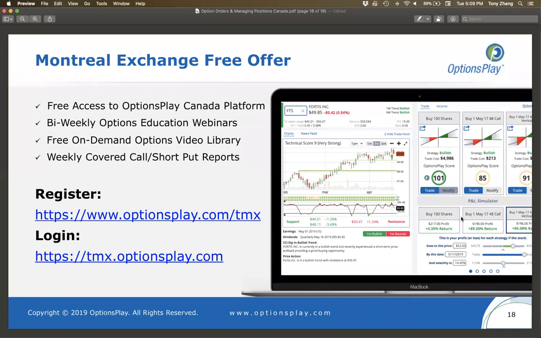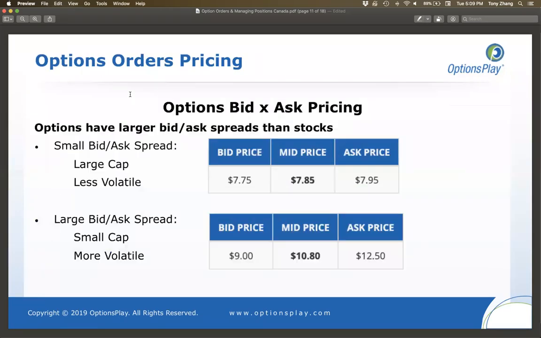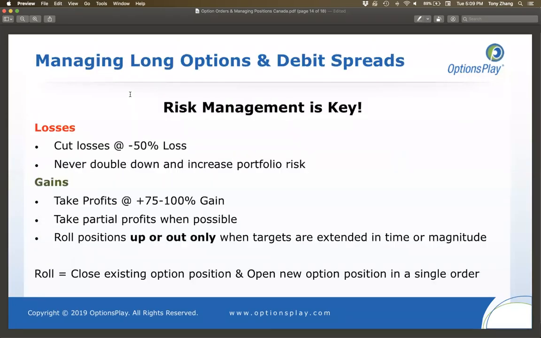Patrick is saying, what is a rule of thumb for cutting losses? Patrick, that depends on the trade that you're in. If you're long stock, or long a call or a put, you want to cut your losses at a 50% loss. If you're trading a debit spread, same thing. However, if you're trading more complicated strategies like credit spreads, it depends. We cover those rules for each individual strategy during our webinars.